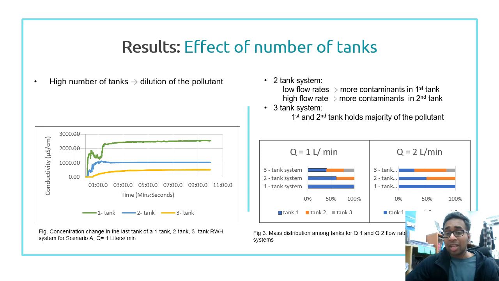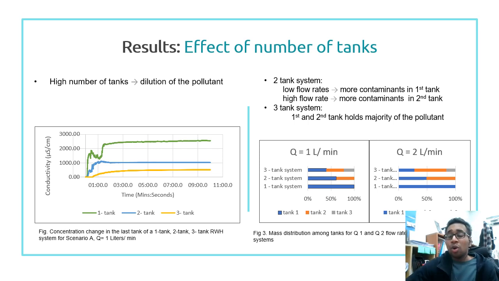And if you look at the mass distribution among tanks for 1 tank system, 2 tank system and 3 tank systems, you can see that for the 2 tank system, with low flow rates, more contaminants tend to remain in the first tank itself.